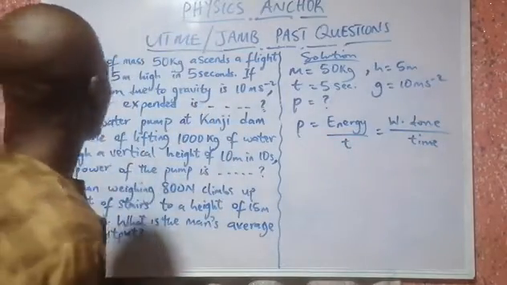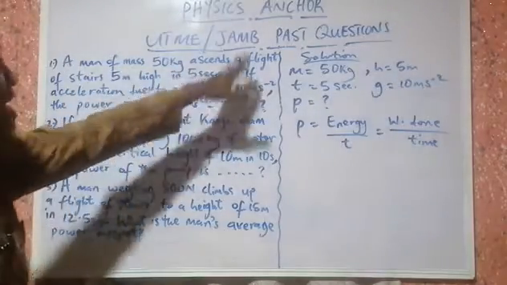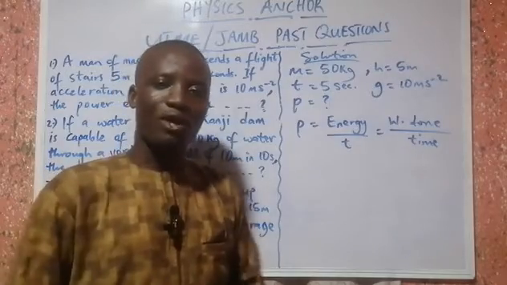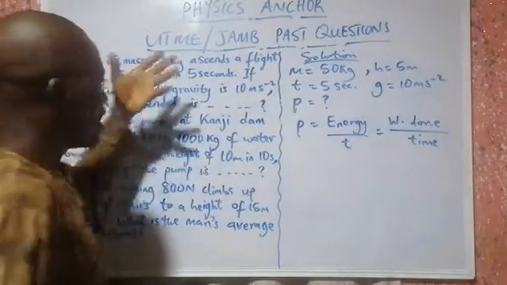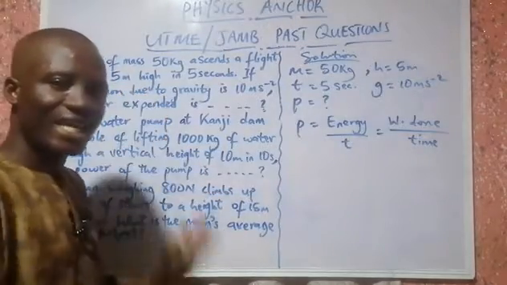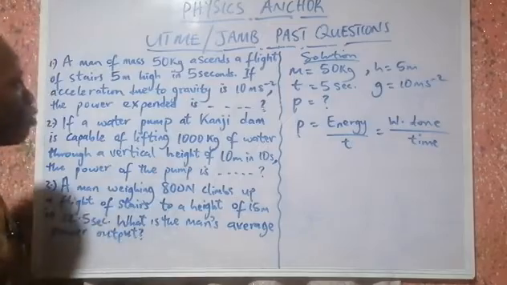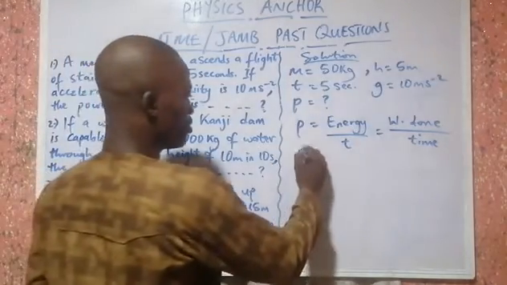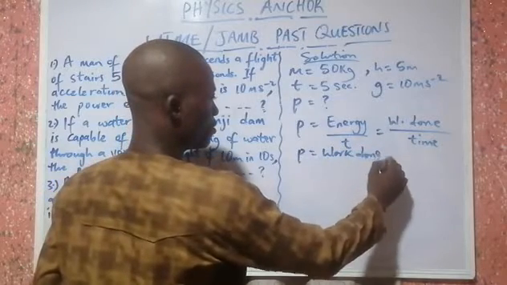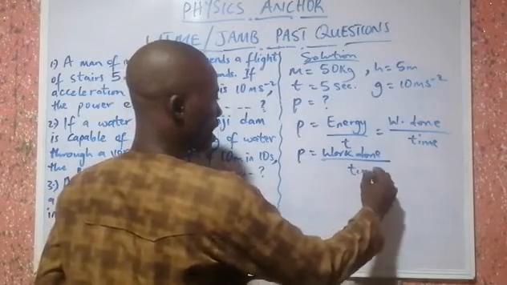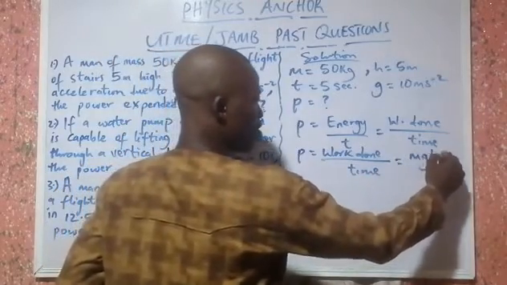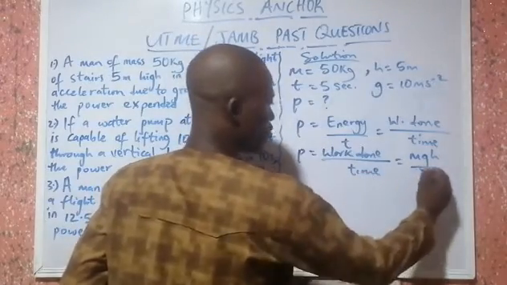So according to this, now we can see that this man ascends a flight. In other words, the man has done work by moving his weight through this height, 5 meters, against the gravity. So we can use power equals work done over time, and we know that our work done is mgh, and with this t we have time.